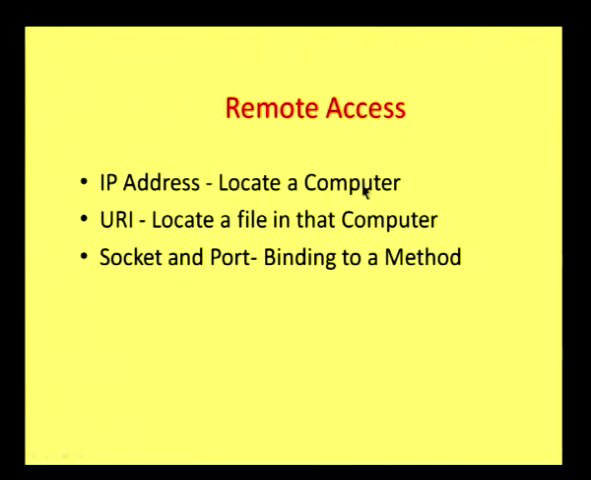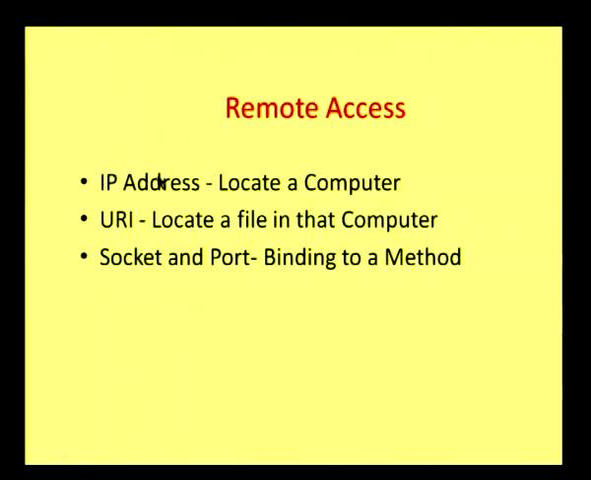So, we can access a remote function or remote method which is available in some other computer by using these 3 ideas. First, you should know how to locate a computer which is available in the remote system. You have one client system and another server system. The client system is going to access the server system. How to locate the server system? For that purpose, we use the IP address.